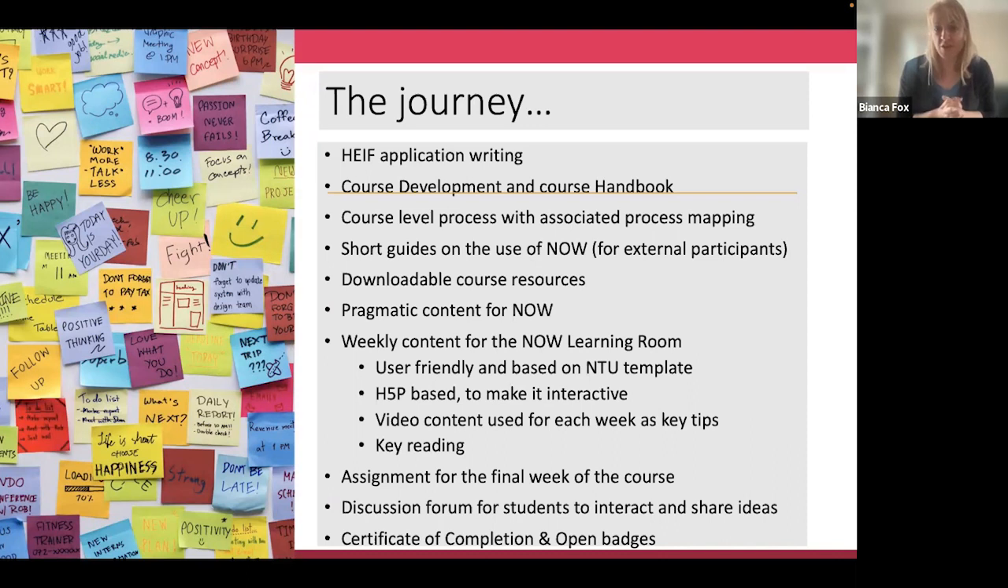content, obviously weekly content for the learning rooms, making sure that weekly content was interactive. So we used H5P a lot to make it interactive. But what we actually wanted was to create a community of learners, because we were kind of mindful from the beginning that the participants are going to come from different backgrounds. They're going to be at different stages in their career. And we'll also have maybe home-based participants, but also international participants.